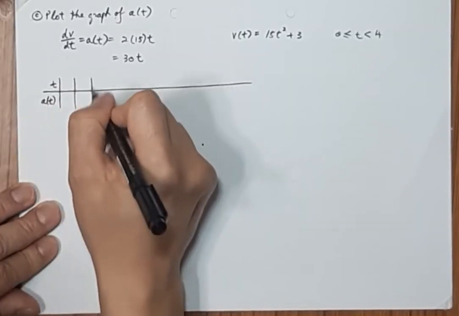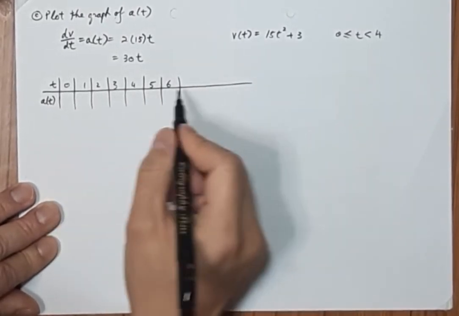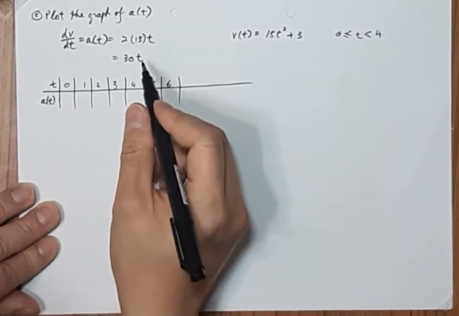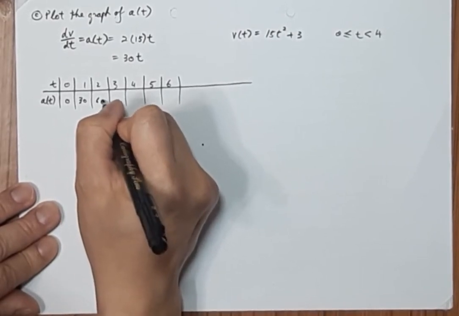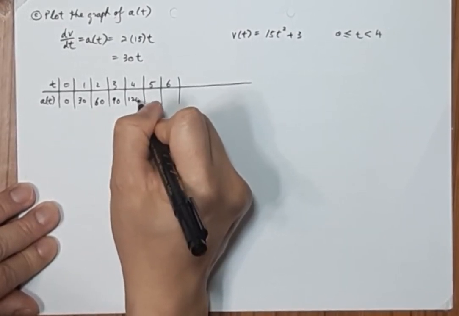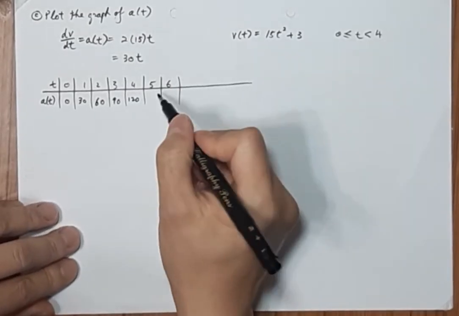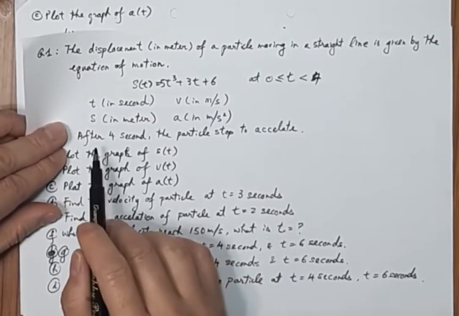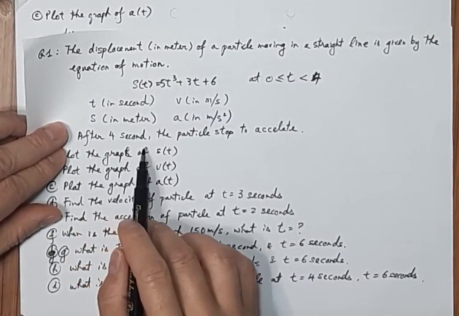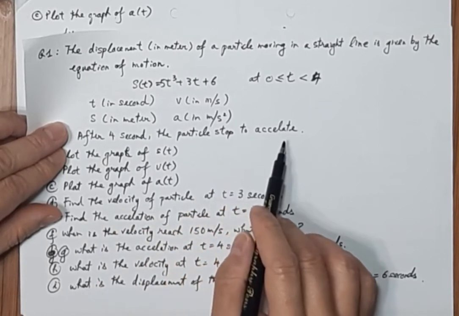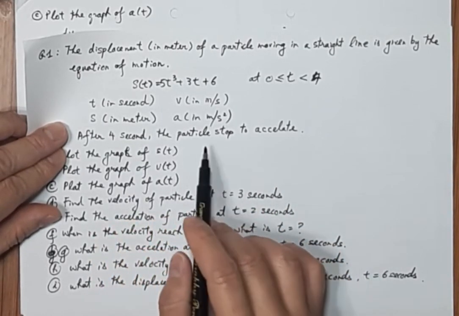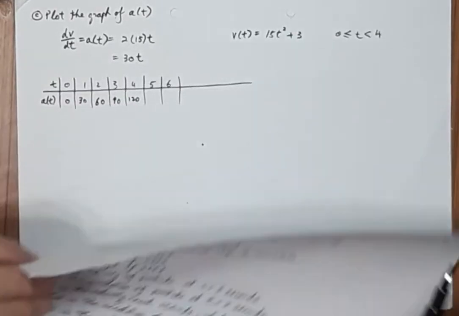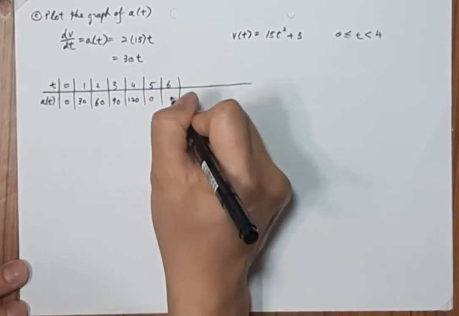t is from 0 to 6. When t is equal to 0, a is equal to 0, 30, 60, 90, 120. But how about when t is equal to 5 and 6? Because from the question we know that after 4 seconds, the particle stops to accelerate because it has run out of energy. So after 4 seconds, the acceleration of the particle will be 0. So this will be 0 and 0.